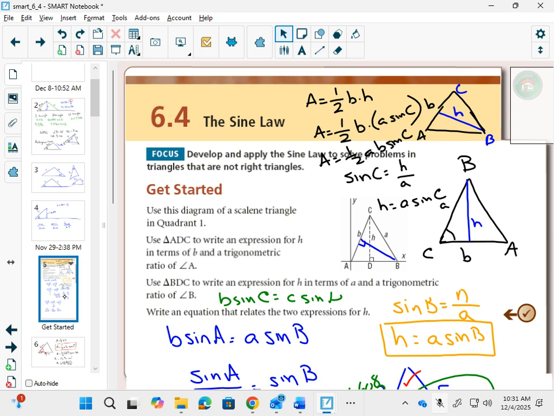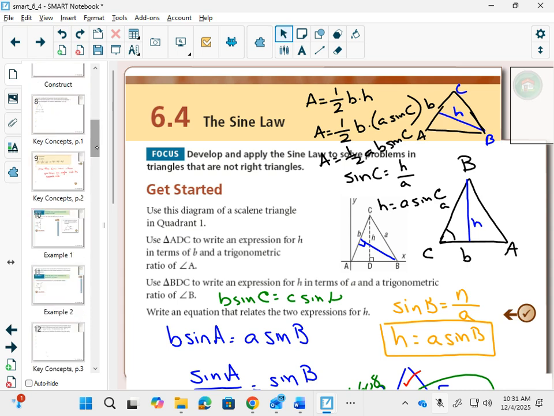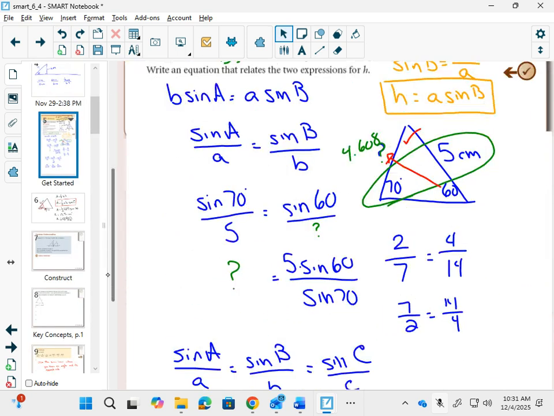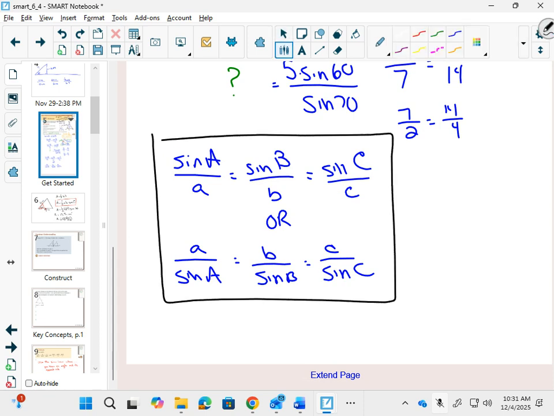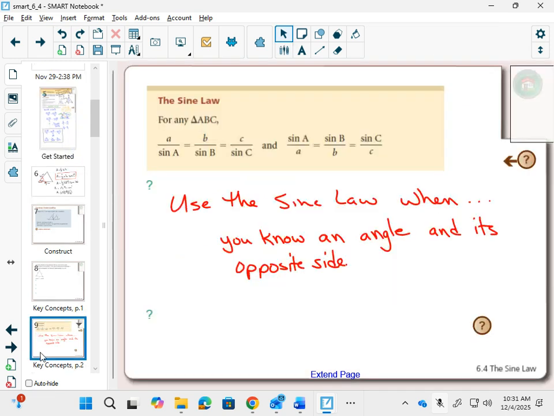So what we have right now is we have introduced, I have it at the bottom of the page here, this whole thing is the sine law. It is on the next page, bottom of page 471.